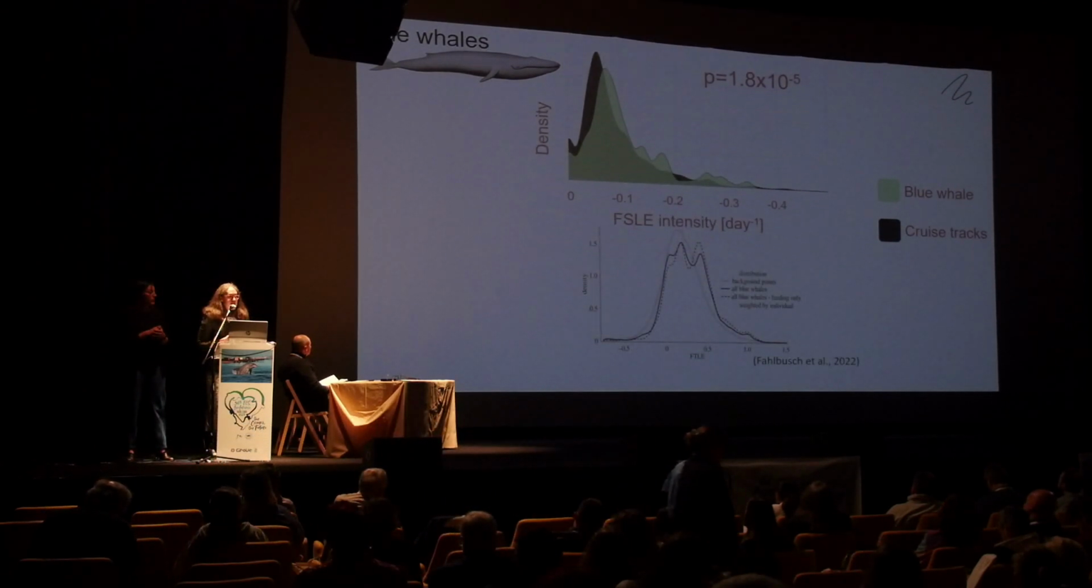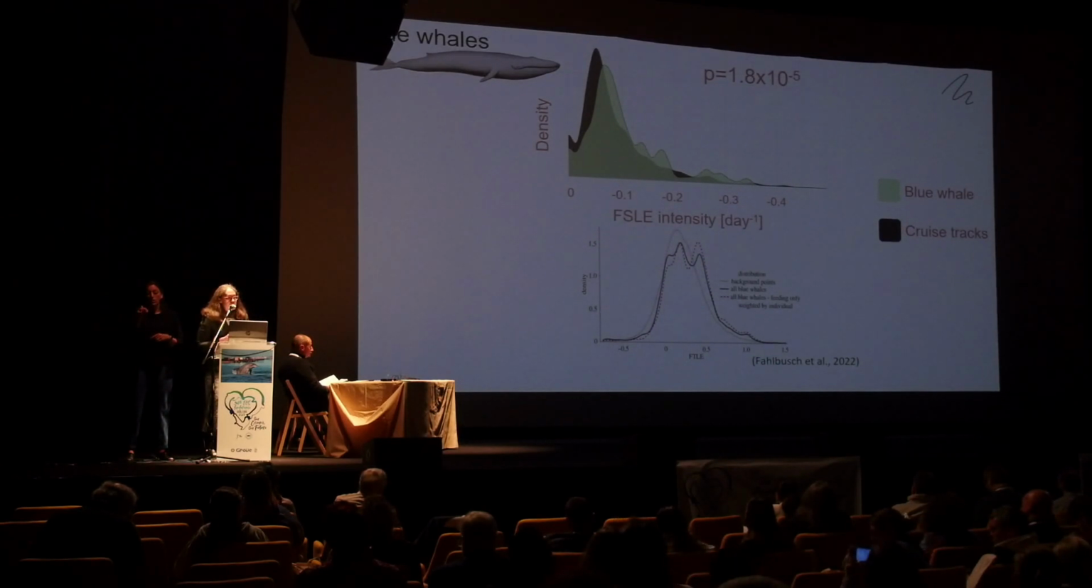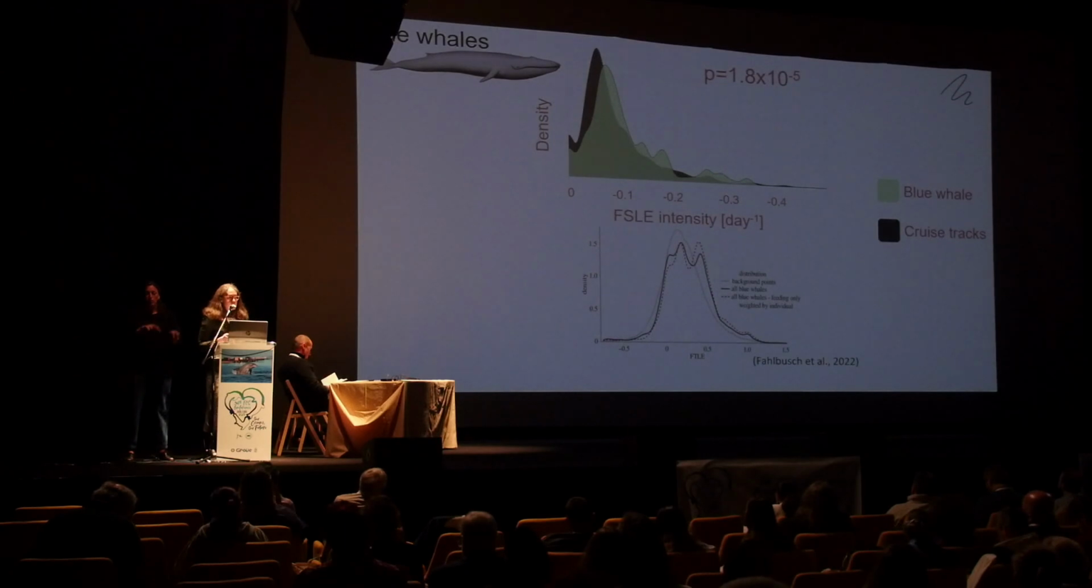Now, there was a recent study that came out last year that looked at blue whales off Monterey, and they used satellite tag data, so they're looking at very fine scale movement. And they looked at FTLEs, which are closely related to FSLEs and show the same underlying physical structures. And they found the same results, or similar results.